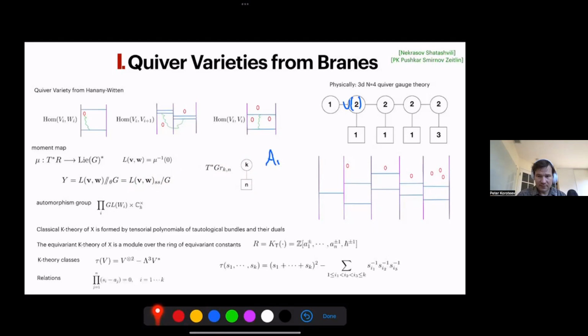And then classical K-theory of X, so let's call X the quiver variety, is formed by the tensorial polynomials of tautological bundles and their duals. Right. So basically here there's a tautological bundle of rank K and then of rank N, and then you can also dualize them. And then an equivariant K-theory is the module over the ring of equivariant constants. So for each framing, you can look at the maximal torus of the automorphism group, right? And then those a_i's are the equivariant parameters which appear in localization, right? So it's the equivariant K-theory of the point, which is this ring over here, and then h bar here.